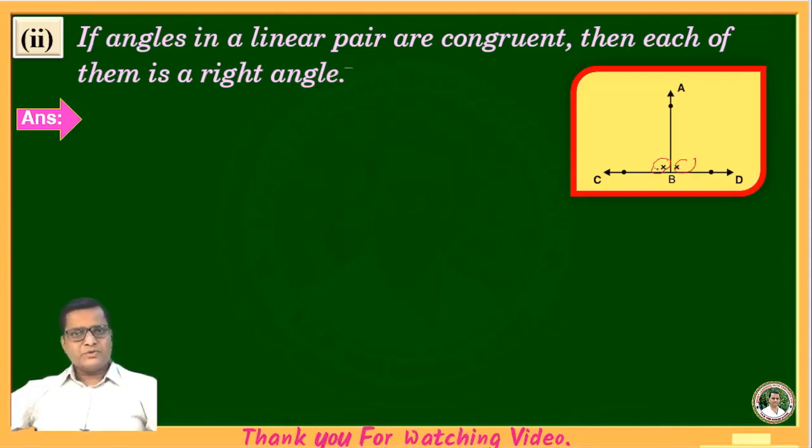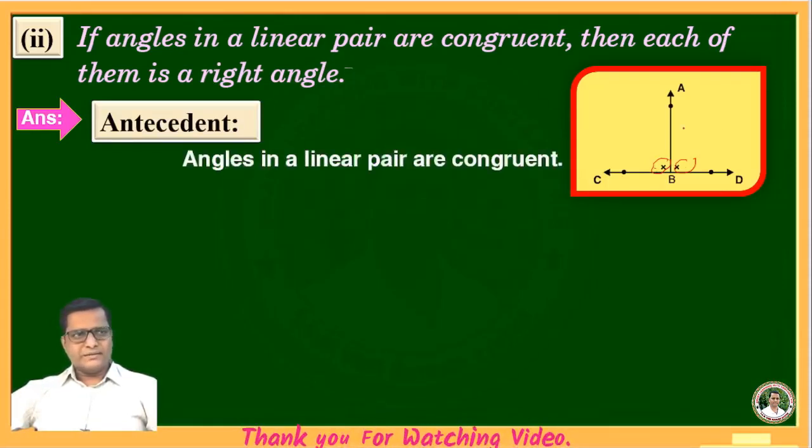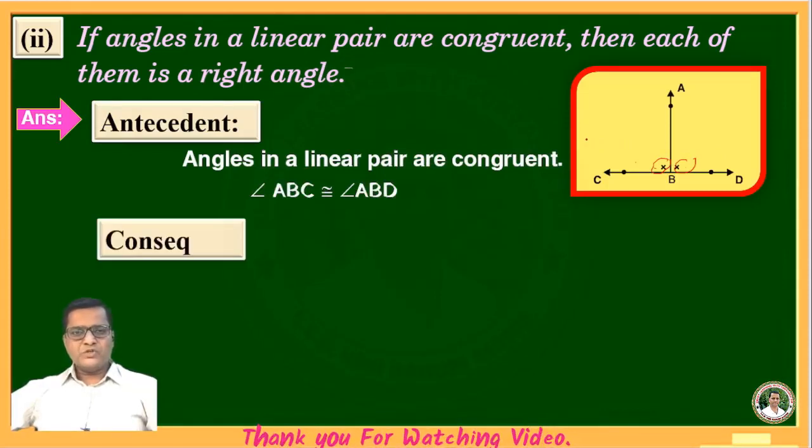These theorems we also proved last year. Then after if and before then, what is given? That is the antecedent. Angles in a linear pair are congruent. This is given. These two angles are congruent. Which two angles? Angle ABC is congruent to angle ABD. And what is to prove? Yes, angle ABC is equal to angle ABD is equal to 90 degrees.